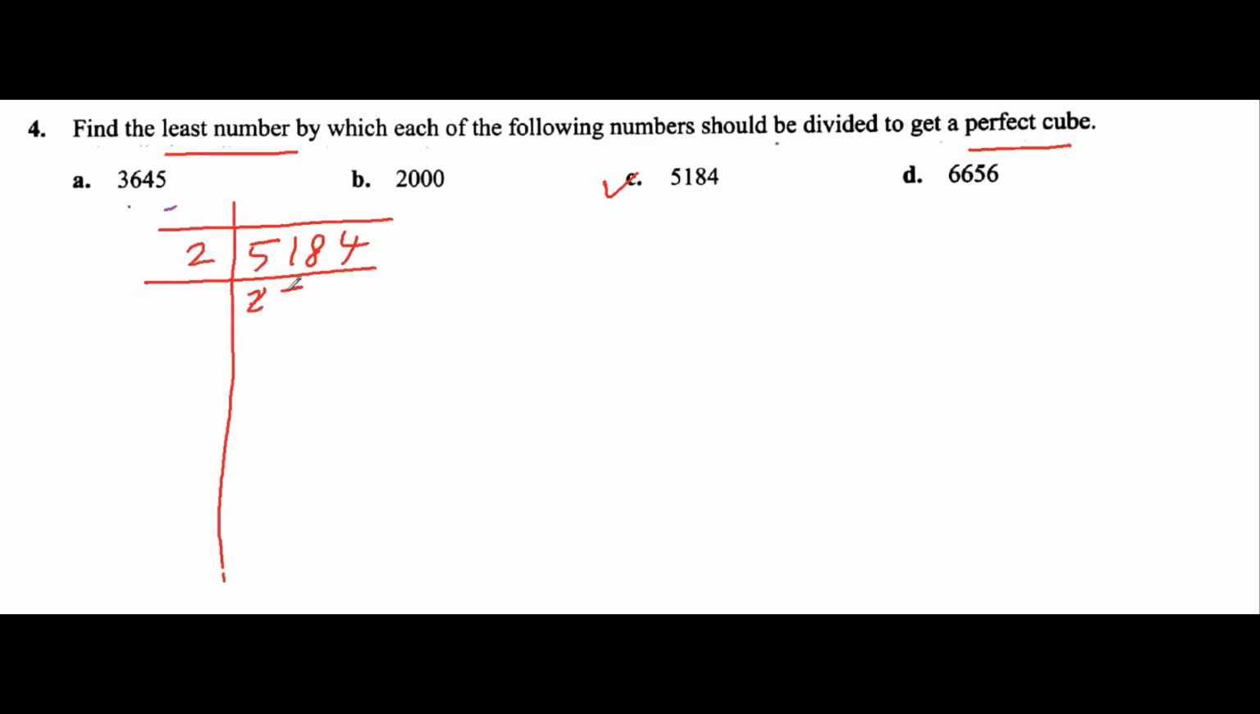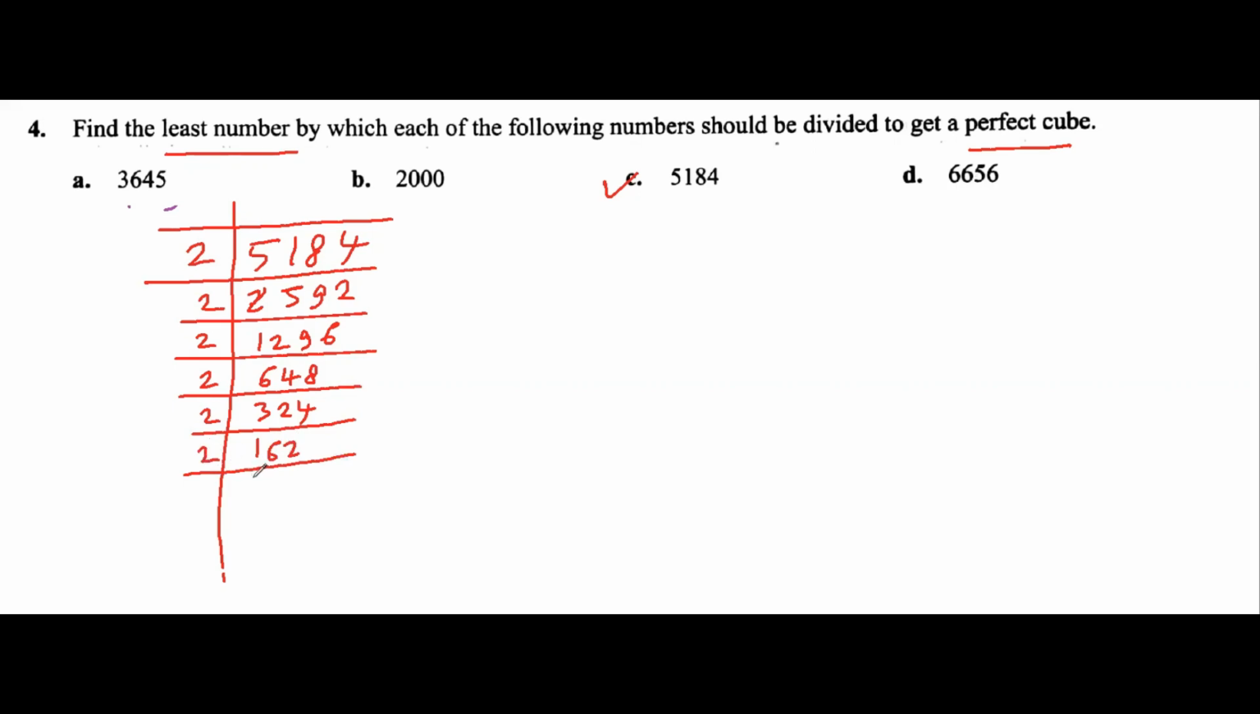So it will be 2592. Then again 2, this will be 1296, then 648. Then again it will be 2, it is 324, and then 162. Then again it will be 2, 81. Then here again 3, it will be 27. Then again 3, it will be 9. Then again 3, 3. That's it.